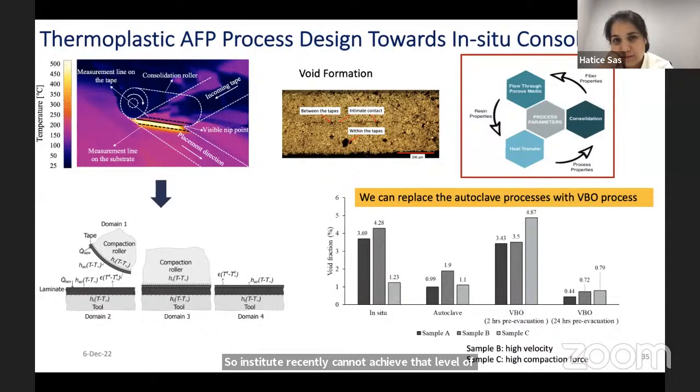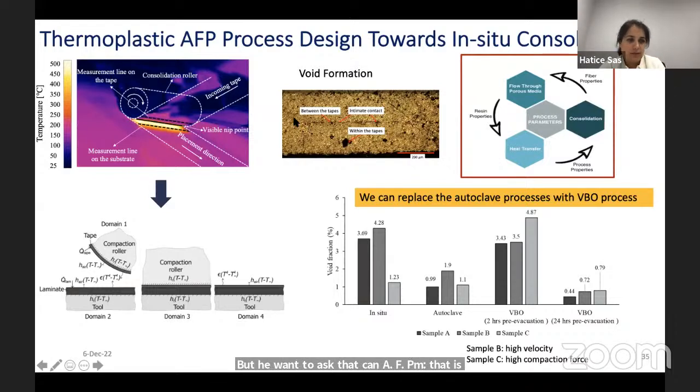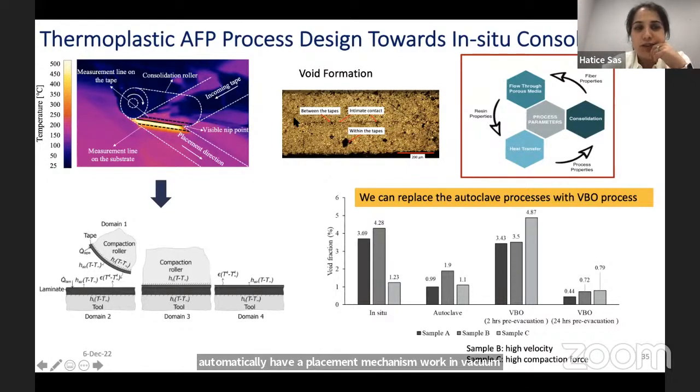Another question is from Dr. Ayub Asghar from National Textile University, Faisalabad. He wants to ask, can AFP, automatic fiber placement, work in vacuum? Unfortunately, no. This is a moving head, working tape by tape. So unfortunately not. After finishing the layup, you can implement the vacuuming.